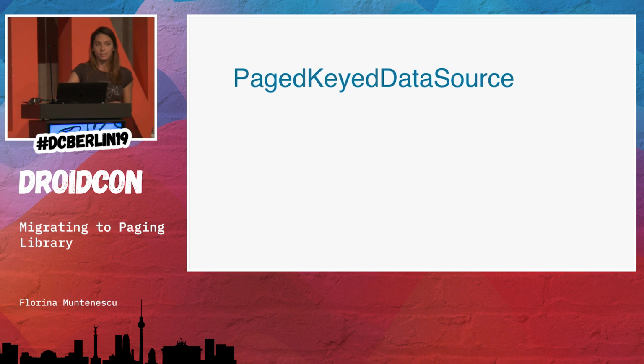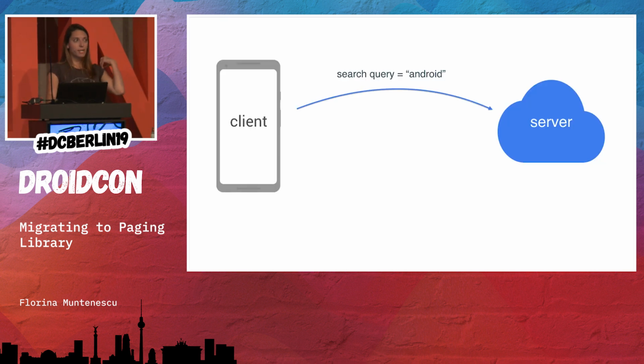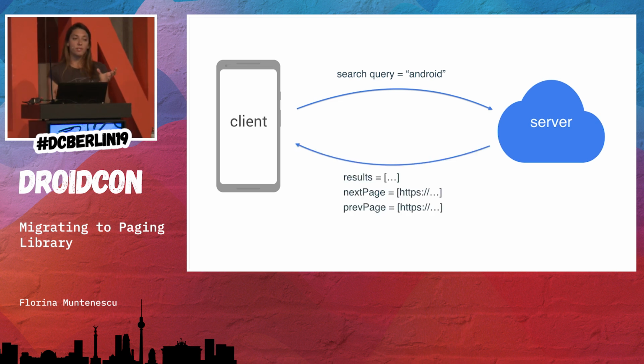Next, page-keyed data source. This is specifically common in APIs that provide you a next and a previous page based on a query. This is something that the GitHub or the Reddit APIs are providing. Once you search for Android, for example, it will give you a set of results, but it will give you links to the next and previous page.